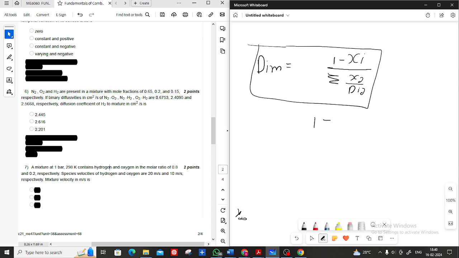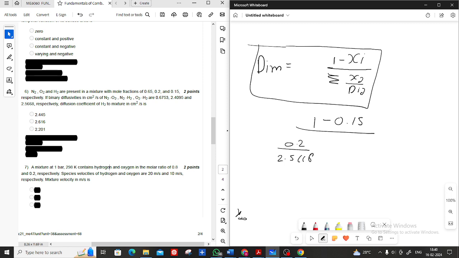So 1 minus xi is the mole fraction of H2, right? Yes, sir. 1 minus 0.15 upon fj, the mole fraction other than i, is 0.2, the mole fraction of O2, right? O2 and H2, yes, 2.56, sir.